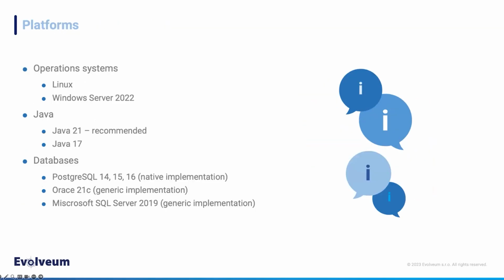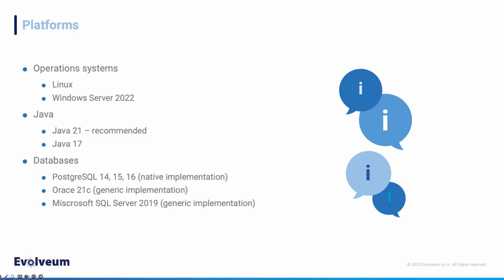Speaking about platforms, few adjustments were made since MidPoint 4.8 is of the LTS family. Also, Windows servers are supported for production use. Specifically, Windows Server 2022 is supported. For Java, recommended version is Java 21, which is newest LTS Java version. Java 17 is still supported, but older versions are not.